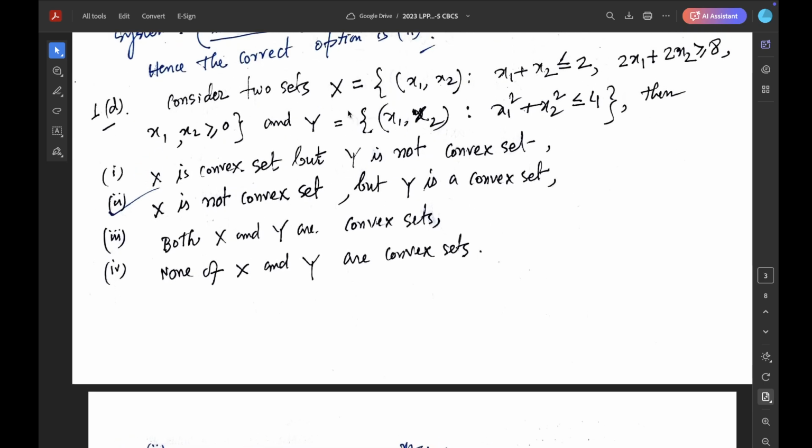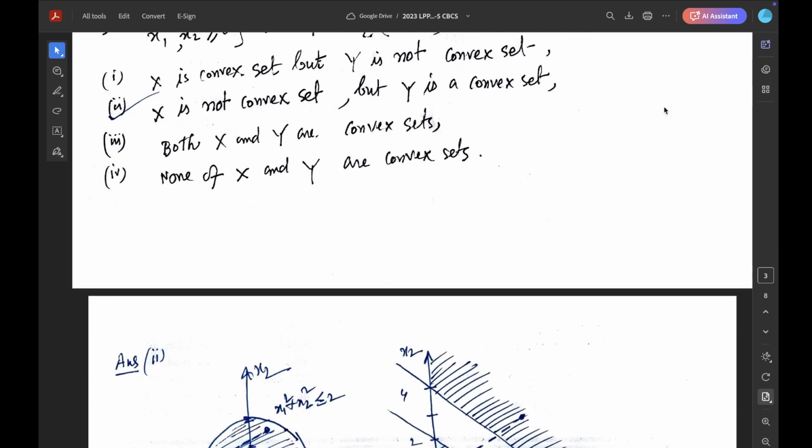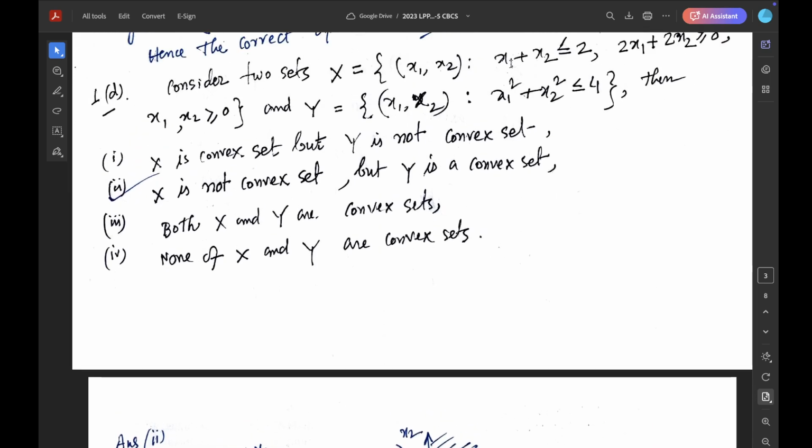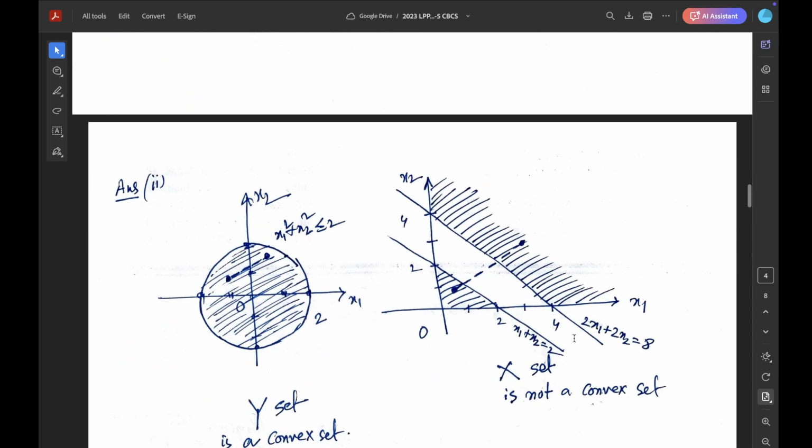Now this capital X: x1 + x2 less than or equal to 2, 2x1 + 2x2 greater than or equal to 8. First we draw the corresponding straight line, x1 + x2 = 2, that is x1/2 + x2/2 = 1. So this is the straight line x1 + x2 = 2.